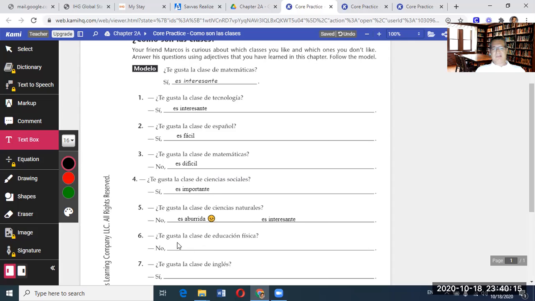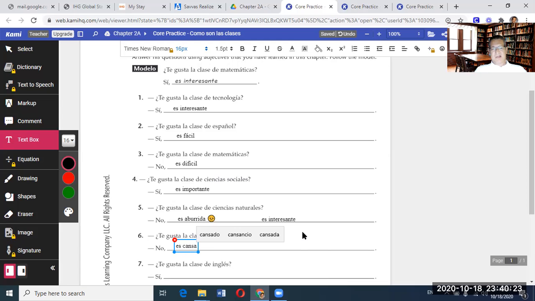¿Te gusta la clase de educación física? Do you like PE class? No. Es cansada. It is tiring. Es cansado. La clase es cansada.